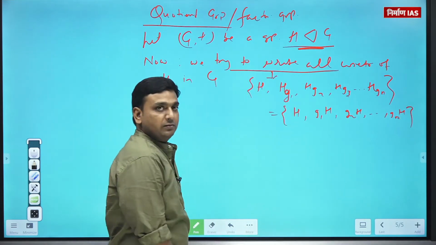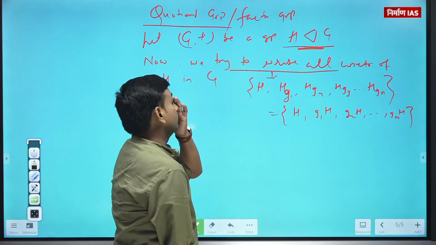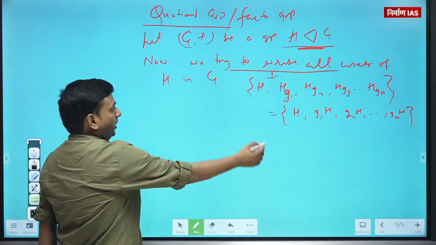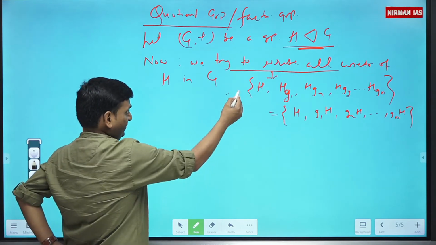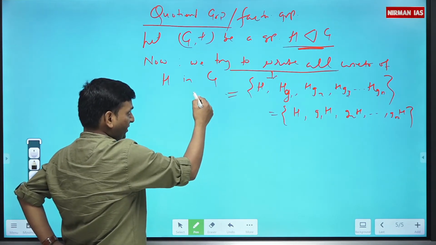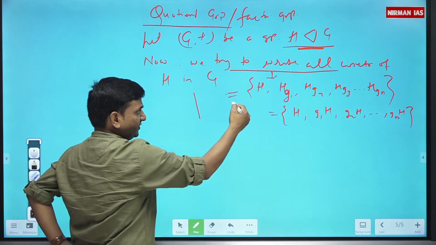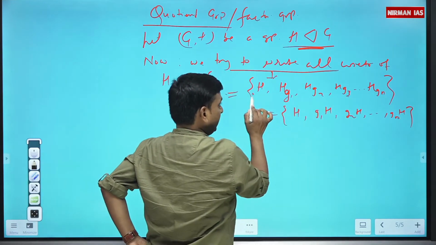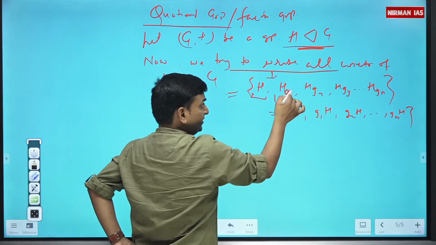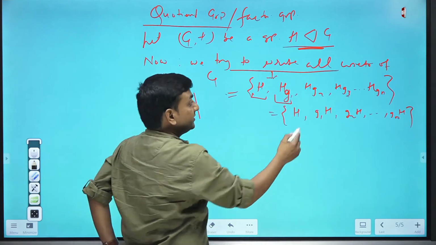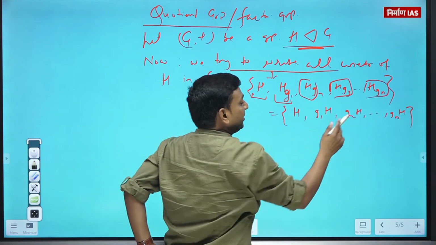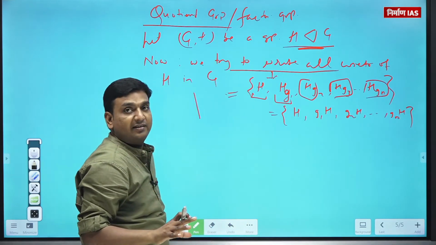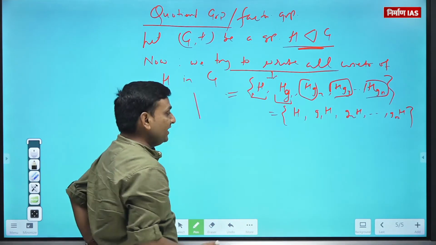Is there any doubt? No. Fine. Now what I do is I just take a collection of such sets. I'm saying Hg itself will be a set, this itself will be a set, and this is a set, this is not a simple element. Getting my point? Why am I saying it like this?